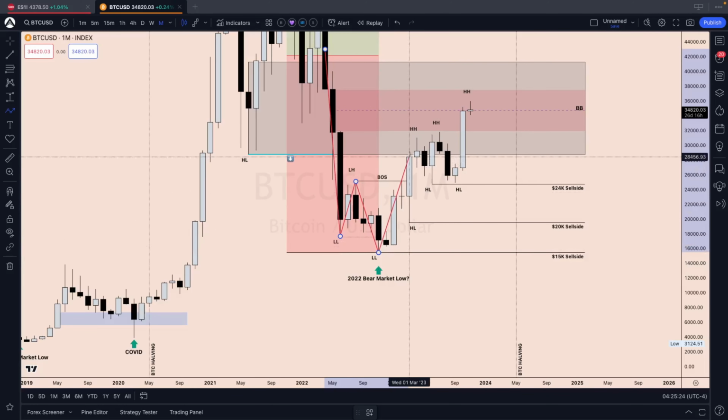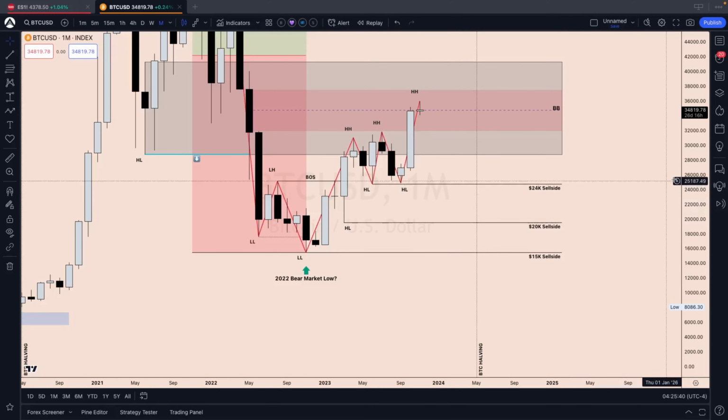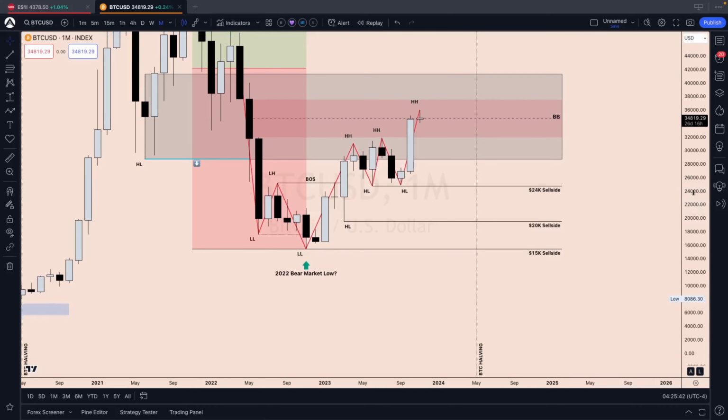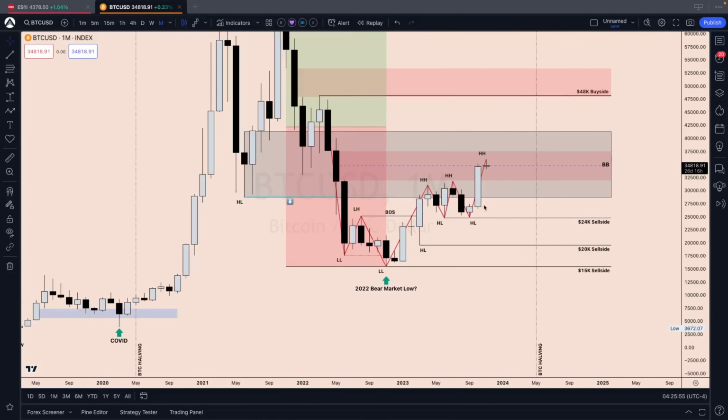Lower low, higher high. On the weekly, we could frame this as a higher low, but here for the purpose of market structure, we can't really do that. Higher high, higher low, and right now we're at the highest point for the year of 2023, sitting at 43,800.